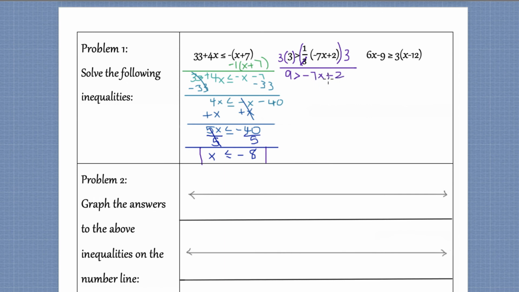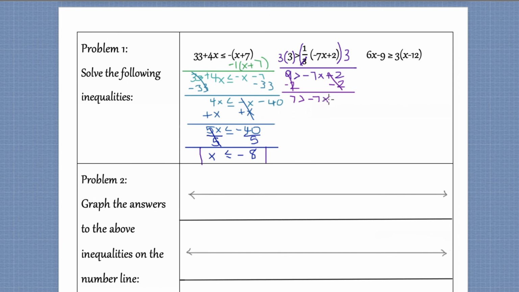Next, we want to get these constant terms to the same side. And to do that, I'm first going to subtract this side by 2, and then subtract the other side also by 2. And remember, when we do something to one side, we have to do the exact same thing to the other side, unless we're just simplifying something. So what we're going to do now is 9 minus 2 gives us 7, which is going to be greater than negative 7x plus 2 minus 2, which cancels out and just leaves us with negative 7x right there.